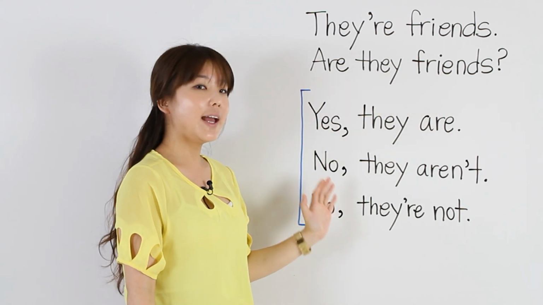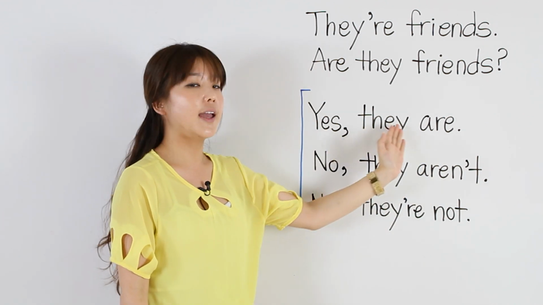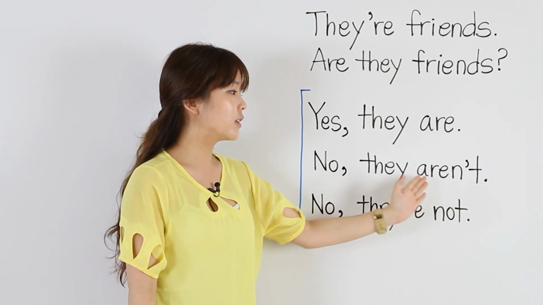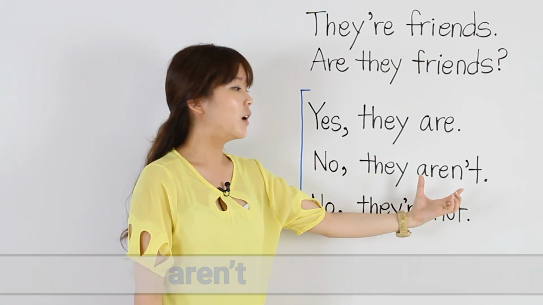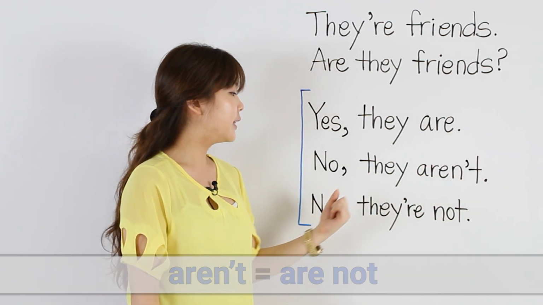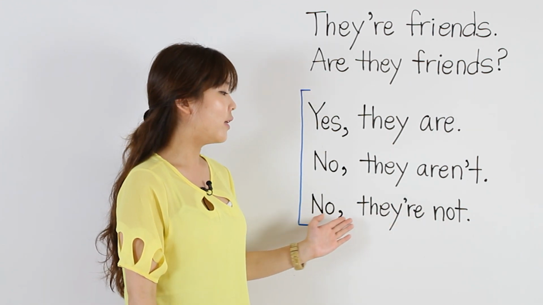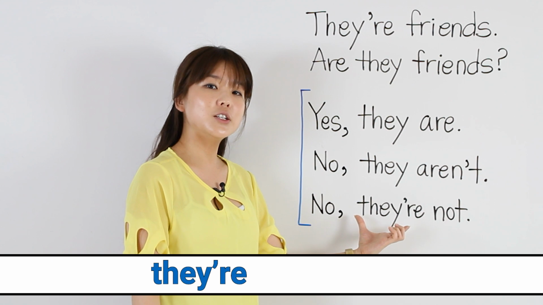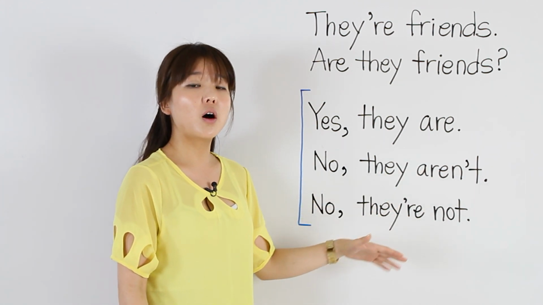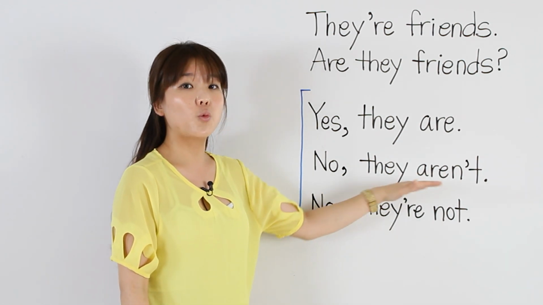Now when we answer, we can say, yes, they are. Or we can say, no, they aren't. Aren't is a contraction for are not. The last thing we can say is, no, they're not. They're is a contraction for they are. These two answers for no are both correct and they're both common, so you can say either one.